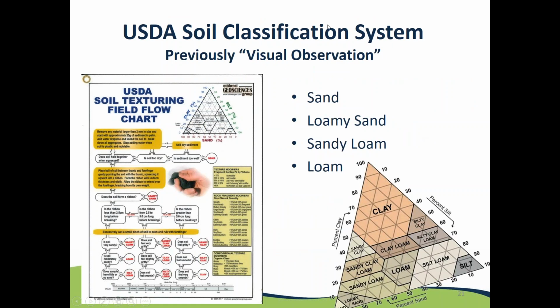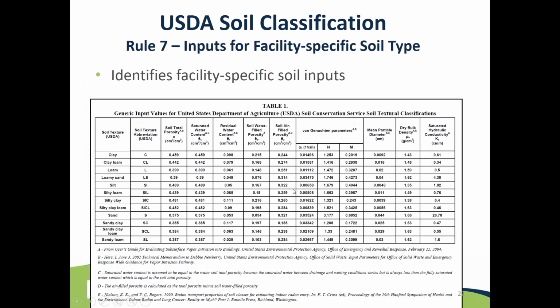And the classification that we would use, again, is the USDA soil classification. So it was previously identified under some of the former proposed rules as a visual observation. The language just changed a little bit. But you would get these four main classifications. The field methods would include using things like the soil texturing field flow chart, which has it identified, as well as using field sieves to the point that you could.